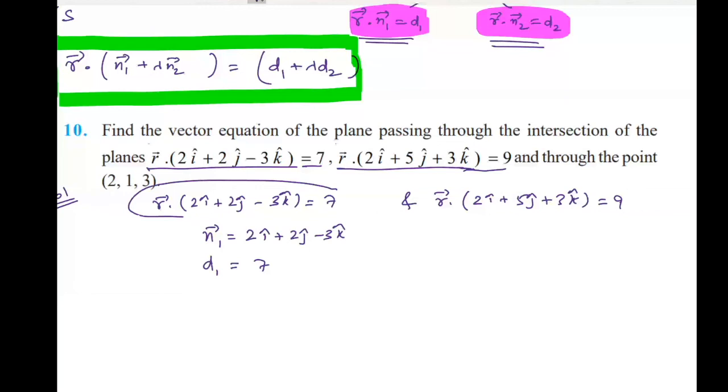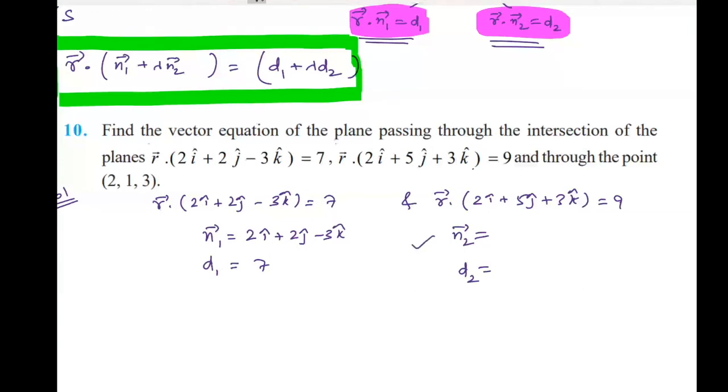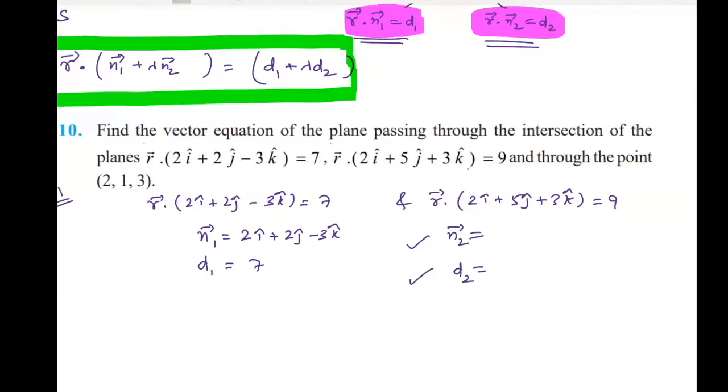Now here, what is n2 and d2? Syama, can you tell me what is n2 and d2? Satvik, are you there, beta? What is n2 and d2? Tanya, beta, what is n2 and d2? Sir, n2 will be 2i plus 5j plus 3k cap. And d2? It is 9.